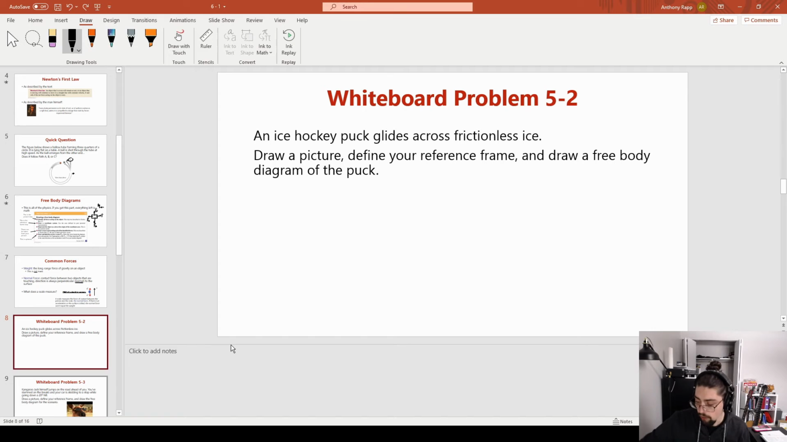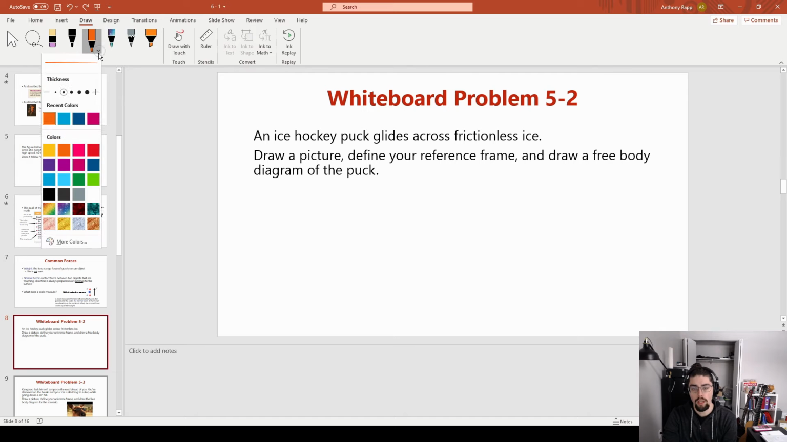Let's imagine here, we've got a scenario. An ice hockey puck glides across frictionless ice. No friction force. Draw a picture, define the reference frame, that is the axes, X and Y. Draw a free body diagram and label the forces that are going to be acting upon this thing. I'm going to give you just about 2 or 3 minutes. And then I can't look at your picture. We can't confirm numbers or anything else. Everybody's picture is going to be a little bit different, but we can see if we've got something at least kind of similar.